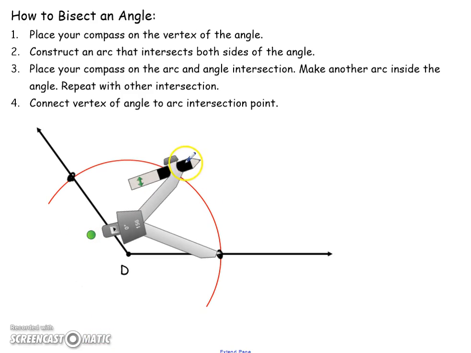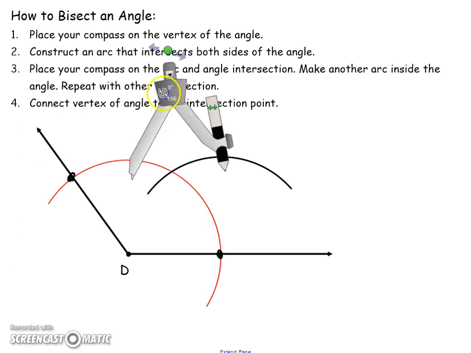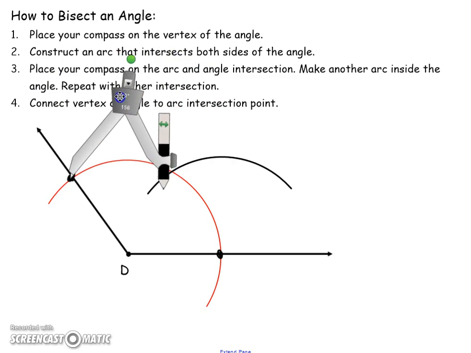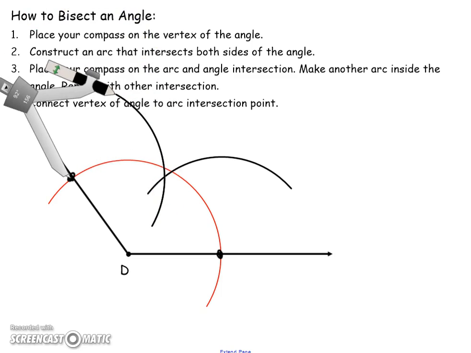And I'm going to make some arcs in between the angle sides here, from both of those intersection points. And where those two arcs cross, I'm going to connect back to my vertex. So I have an angle that's been cut in half. So this portion and this portion are the exact same size.